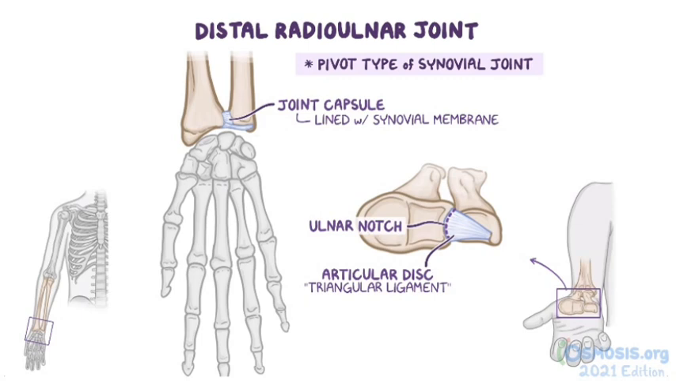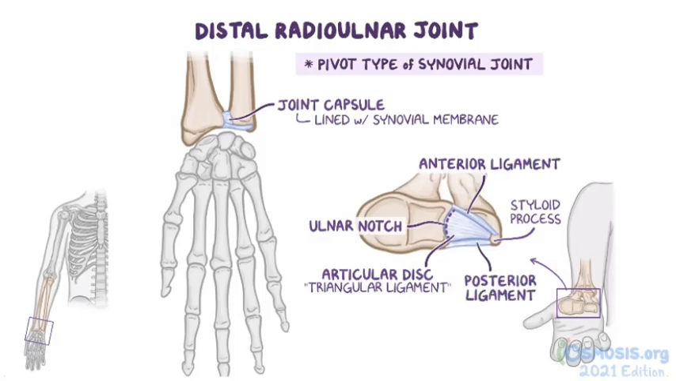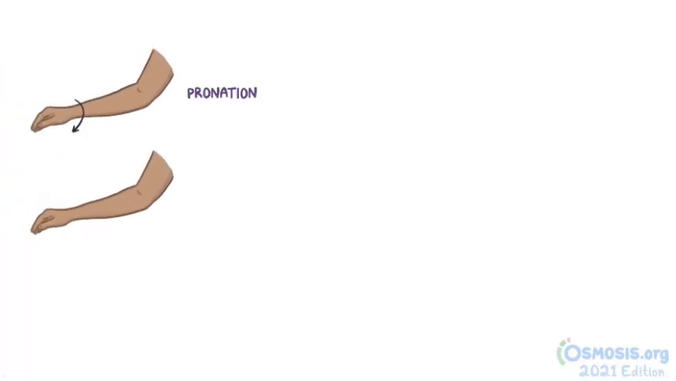The articular disc attaches to the edge of the ulnar notch of the radius and the base of the styloid process of the ulna. The distal radio-ulnar joint is reinforced by the two important ligaments, the anterior and the posterior ligaments. These ligaments extend transversely from the radius to the ulna across the anterior and posterior surfaces of the joint. Both the proximal and distal radio-ulnar joints are responsible for forearm pronation, or the turning of the palm downwards on a flexed elbow, and supination, which is turning the palm upwards.